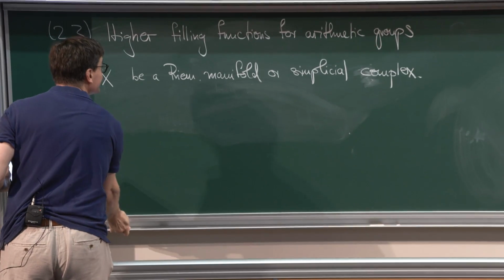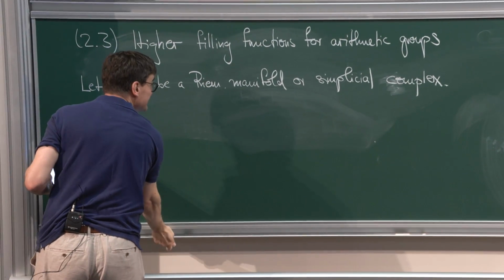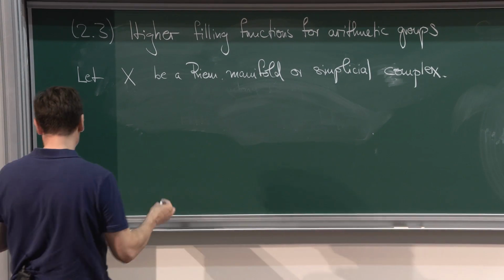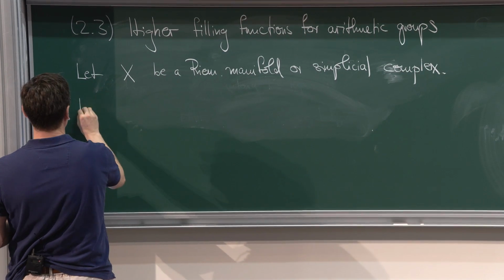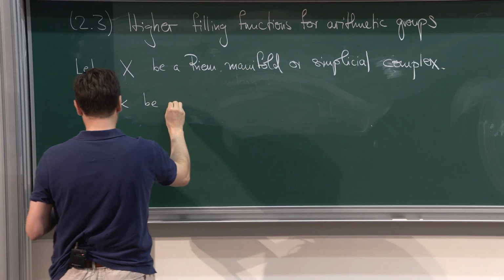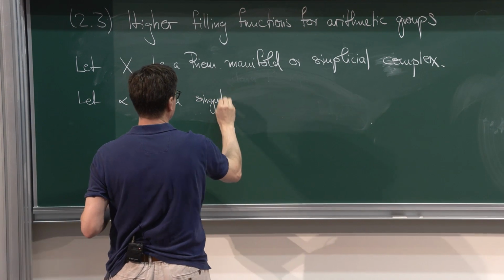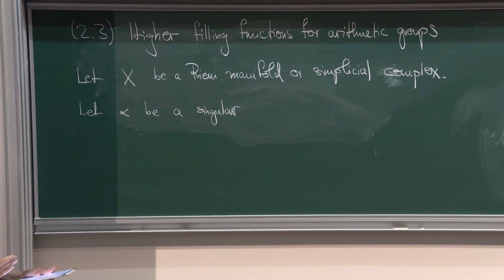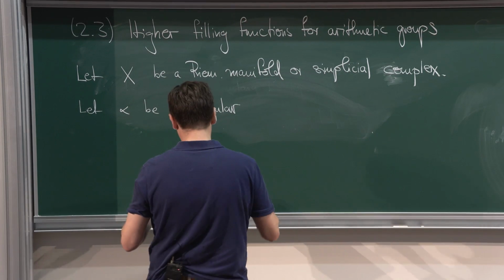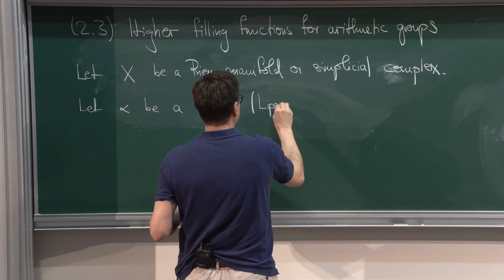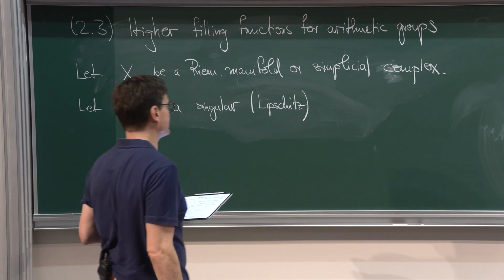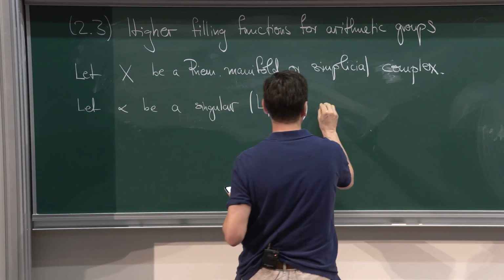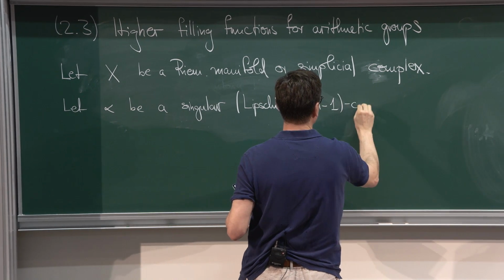And then one can define filling functions. If you know the filling functions for groups, this is like the higher dimensional analog, but I will formulate it a bit more geometrically, maybe, less combinatorial. So let alpha be a singular cycle. I'm looking at the singular homology now, even if I have a simplicial complex. And for technical reasons, I need a Lipschitz cycle, so something that's Lipschitz on the standard simplex to the space as a map. Let's say a d-1 cycle in X.